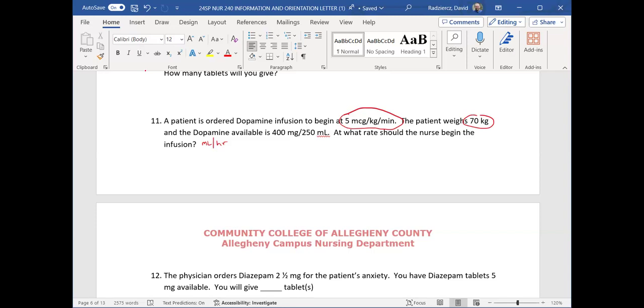All right. So we have 2 pieces of information, and then we have a third piece of information. We have the IV, and the IV is 400 milligrams in 250 milliliters.